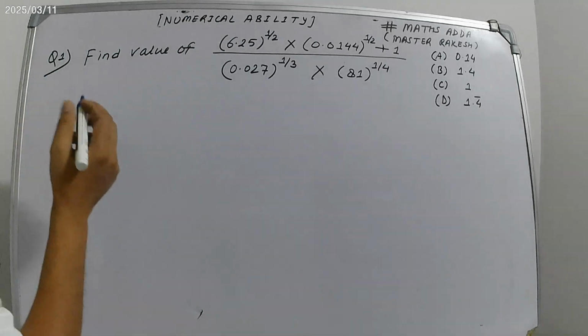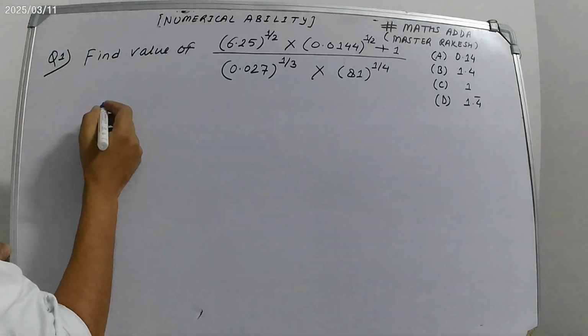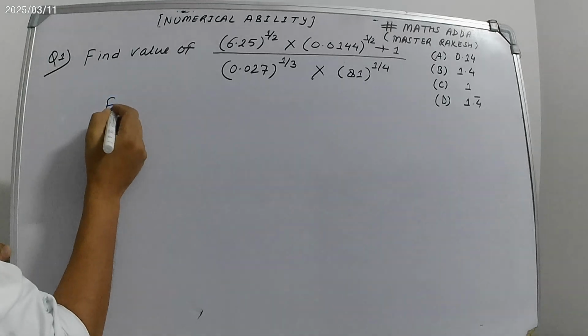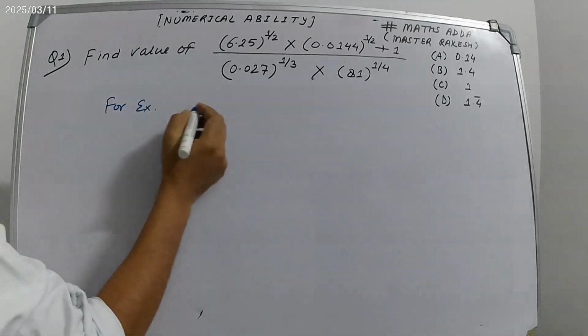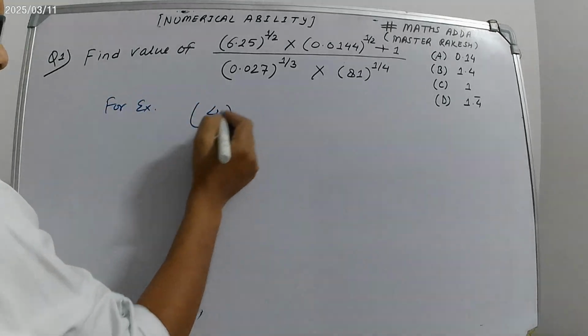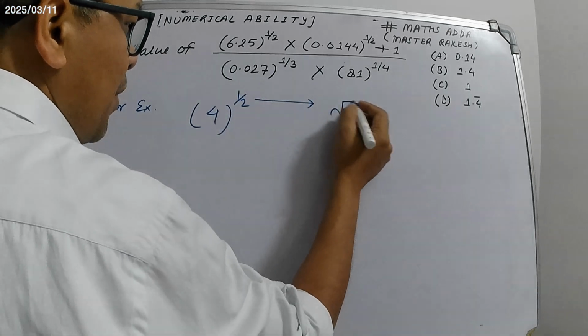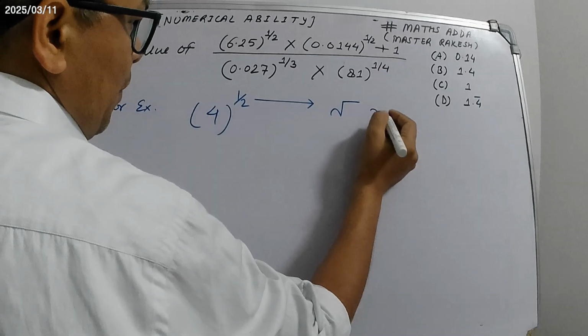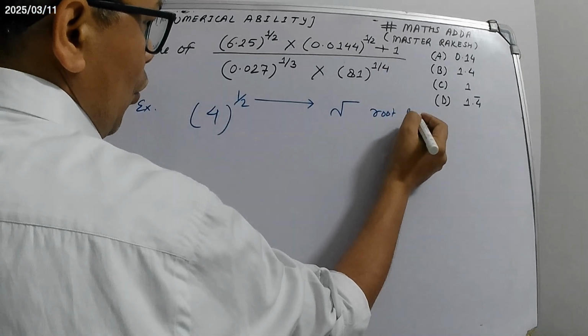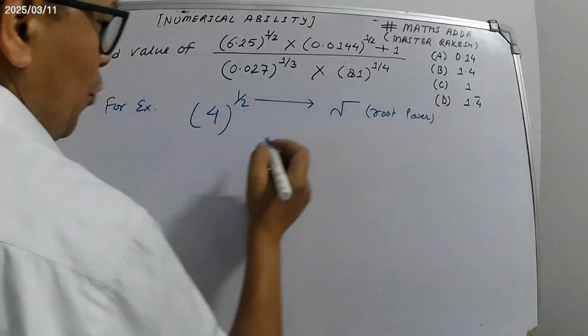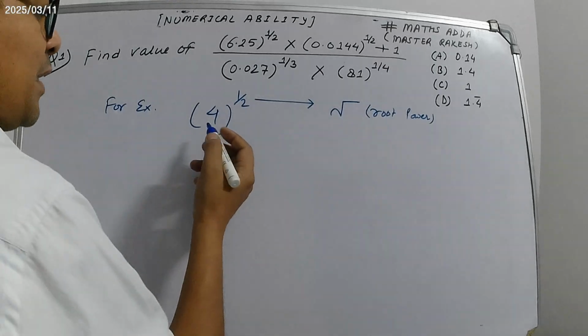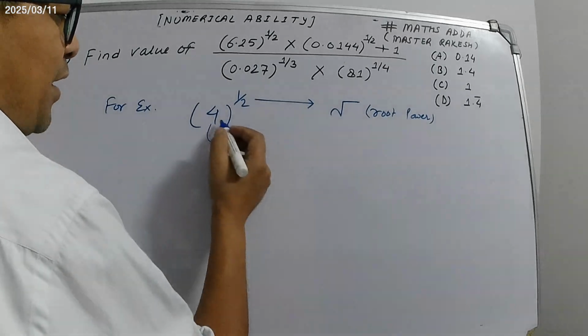I'll tell you, for example, if it is written 4 raised to power 1 by 2, then 1 by 2 power is nothing but square root power. 1 by 2 power is always root power. Or if you don't know that, you can solve it.